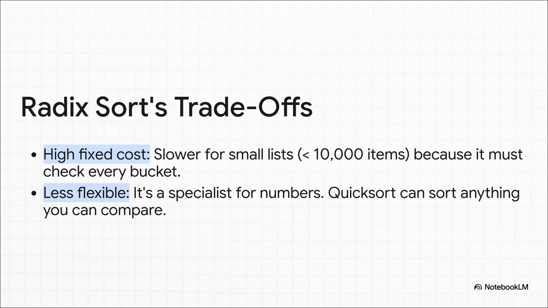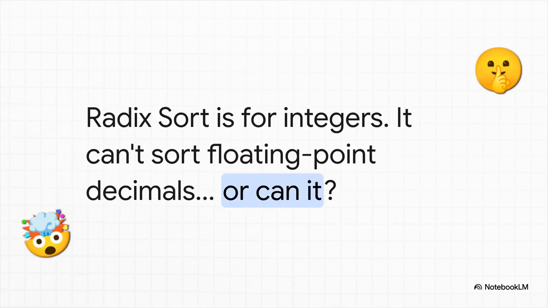And second, and this is the big one, Quicksort is a generalist. It's like a Swiss Army knife. It can sort anything you can compare, strings, objects, whatever. Radix sort is a specialist. It's a scalpel built just for numbers. Okay, so it seems pretty clear. Radix sort is for integers, Quicksort is for everything else, like floating point decimal numbers. Radix sort can't sort those, right?